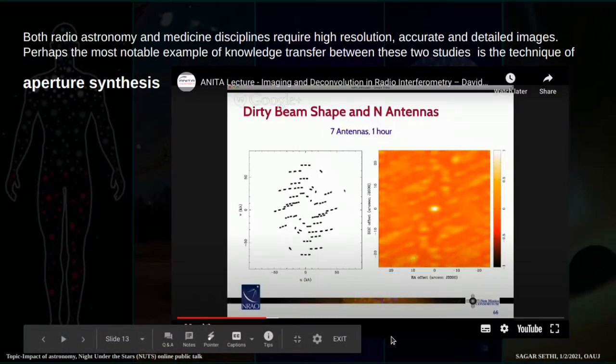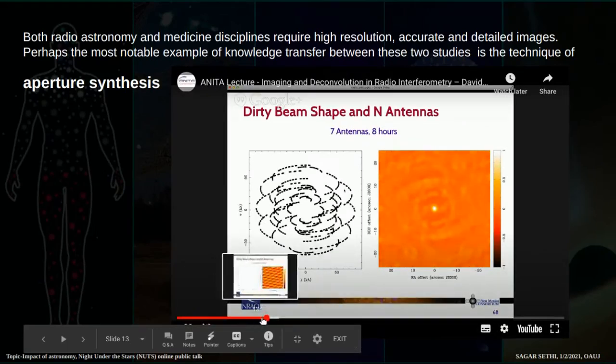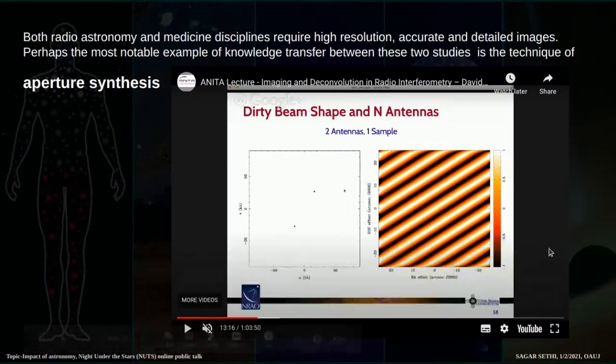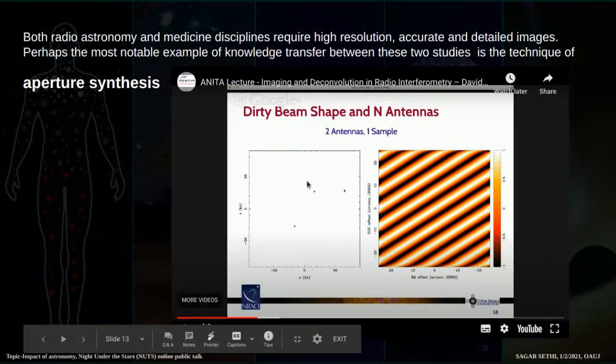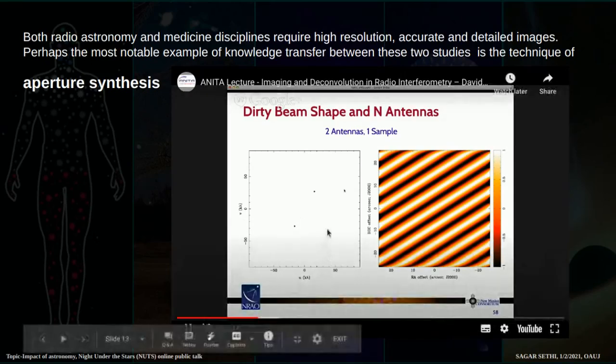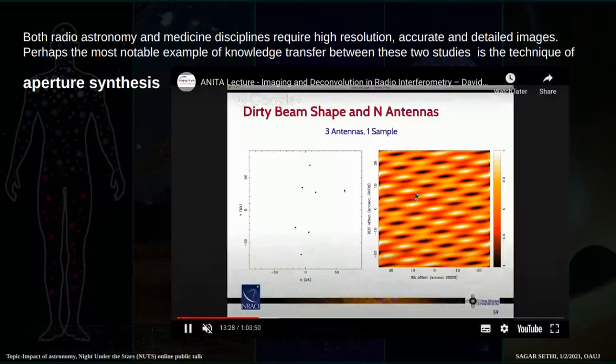if you see, when the number of antennas is increasing, the imaging is getting better and better. Here there is one baseline, but there are two antennas. So when we put more and more antennas, it will enhance our imaging technology. And if you see here, the image is becoming more and more visible.